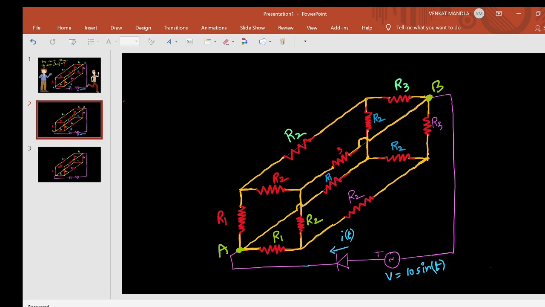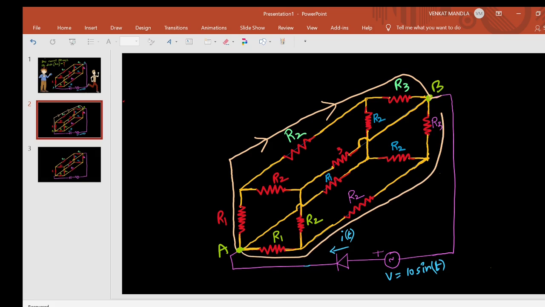Okay, so I will take a path from A to B: R1, R2, R3. This is one path. In this path, I encountered R1, R2, and R3. I will take one more path here. This is R1, this is R2, this is R3. This path also, I encountered R1, R2, R3 only. First R1, then R2, and then R3.